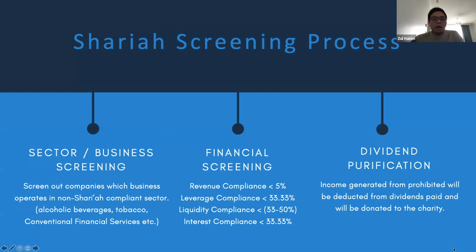And lastly, the last process is dividend purification. Whichever income that is generated from prohibited means will be deducted from dividends paid, and that amount itself will be donated to charity.